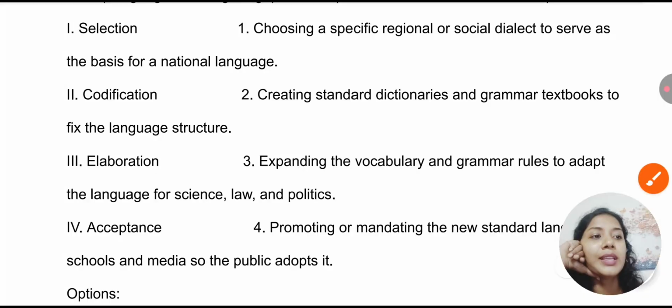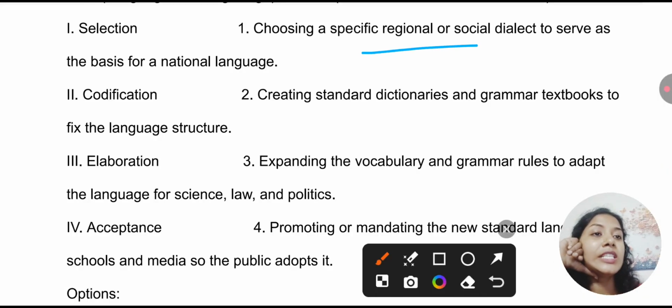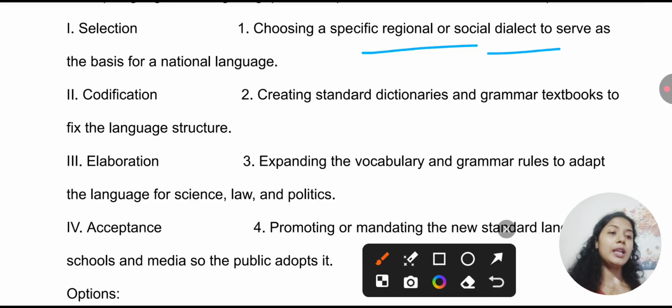Selection is choosing a specific regional or social dialect to serve as the basis for a national language.